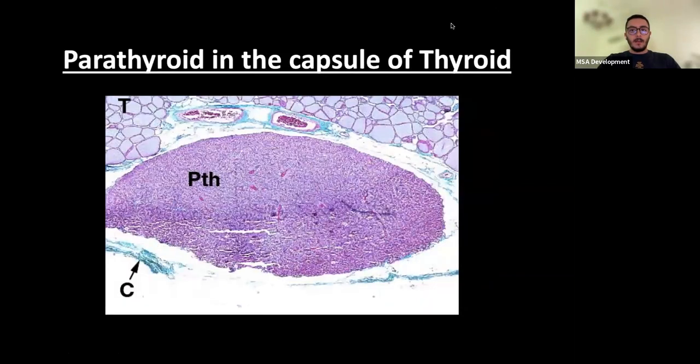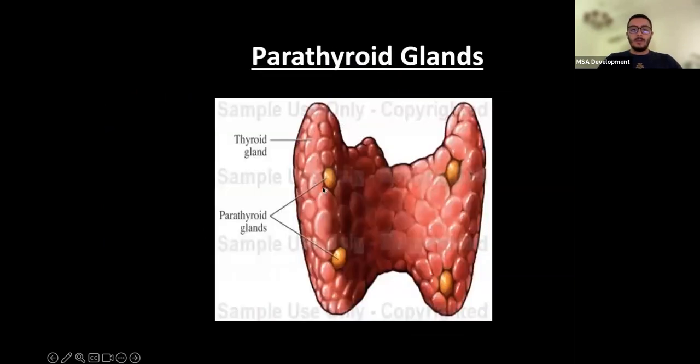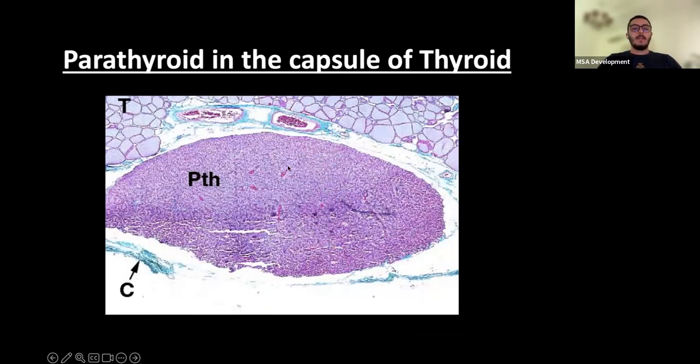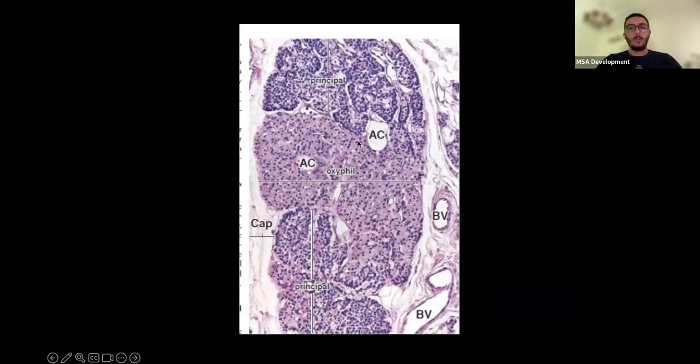This is basically a histology slide of the parathyroid in the capsule of the thyroid. This is how it looks. This is a ball, basically. Under the capsule of the thyroid, there are multiple cells in the septa. We will zoom in now. This is a zoomed in slide, a higher magnification into the parathyroid gland.